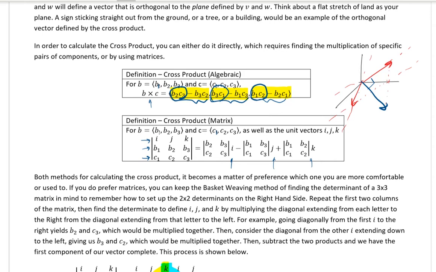To do that, take your right hand itself, and then point the fingers in the direction of your first vector. In B cross C, you'd point it in the direction of B first. And then what you need to do is curl your fingers of your right hand towards the vector C. So whichever direction C is, that's the direction you should curl your fingers. You may need to spin your hand a bit. It depends. Once you have that done, then wherever your thumb is pointing is the direction of the vector.